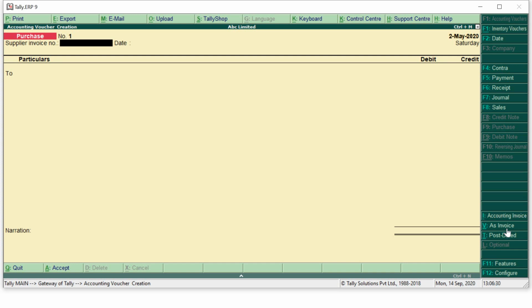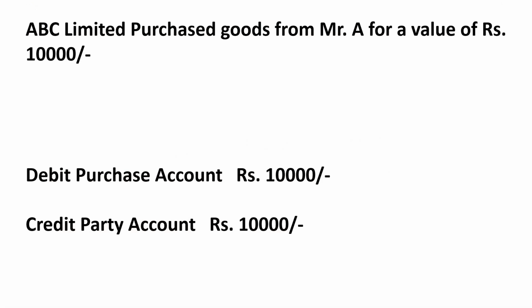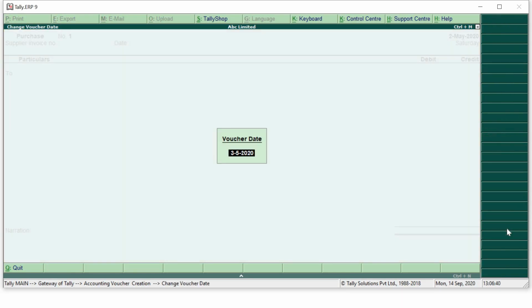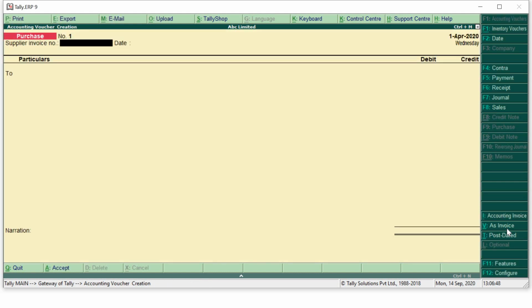Now I will make my entry. So what was my question? ABC Limited purchased goods from Mr. A for a value of rupees 10,000. So firstly I will enter my date. As I said, the shortcut key for change in date or edit in date is F2. Press F2. I will assume that I have made my purchases on 1st April.